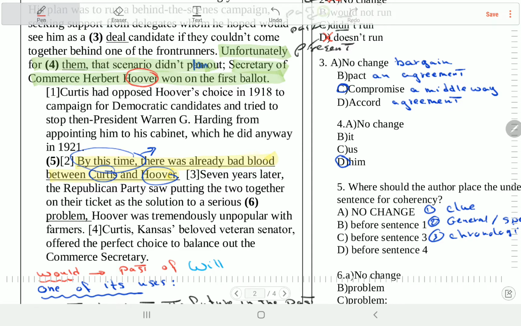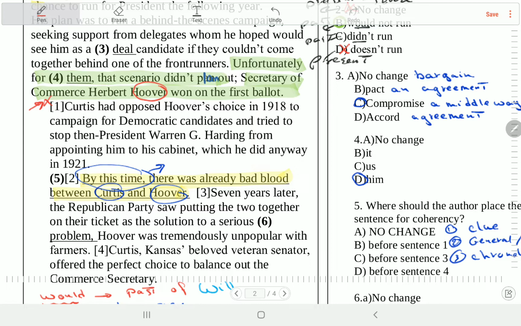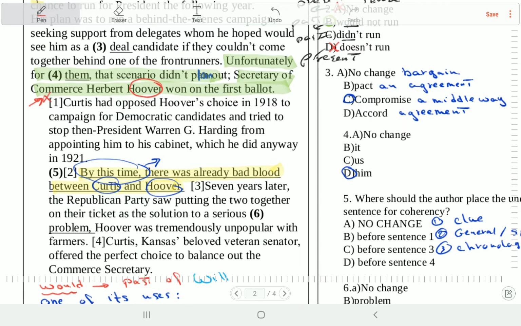Let's try placing it here. By this time, there was already a bad blood problem between Curtis and Hoover. Let's continue. Curtis had opposed Hoover's choice in 1918 to campaign for Democratic candidates and tried to stop then-President Warren G. Harding from appointing him to his cabinet, which he did anyway in 1921. I think it should be placed here.